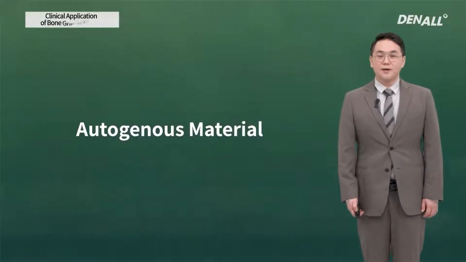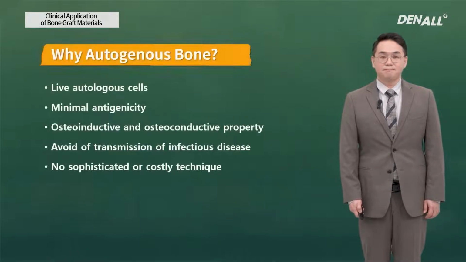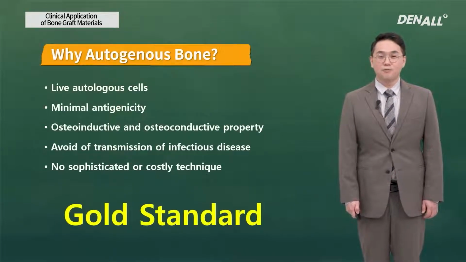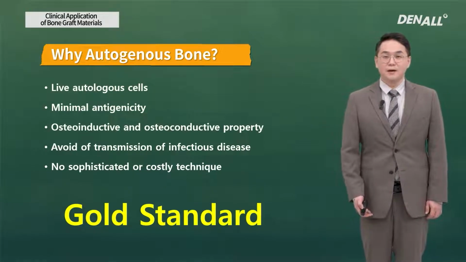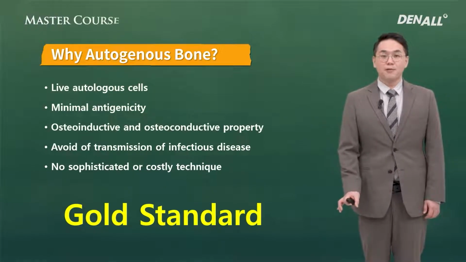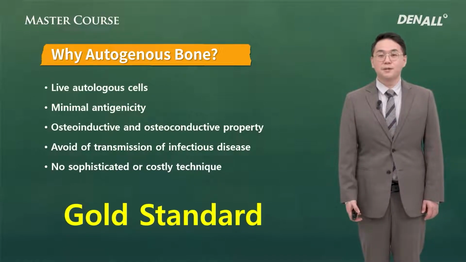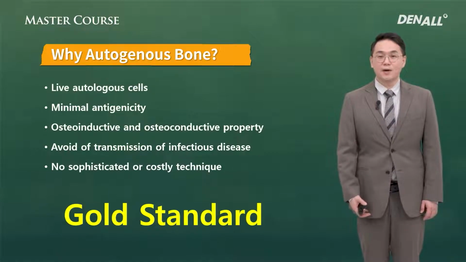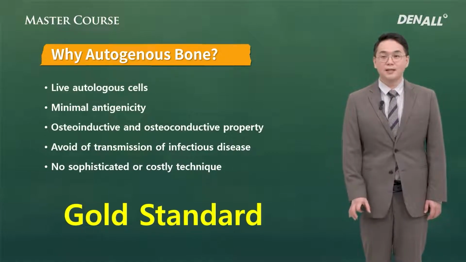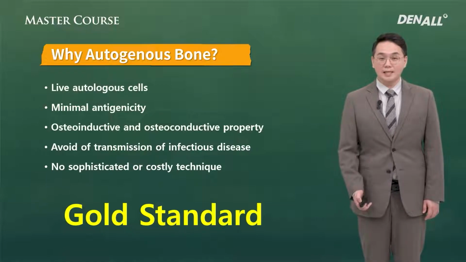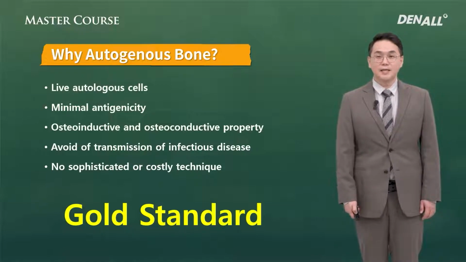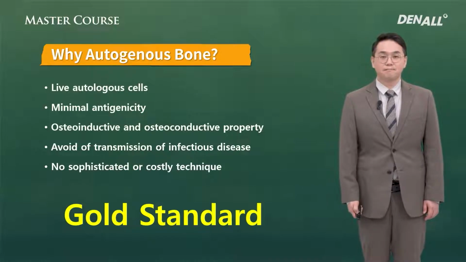Let's look at autogenous bone material. The autogenous bone material is considered the gold standard, very good. Because we use the patient's own bone, it is free from infectious disease. If it has a lot of bone marrow, the cancellous bone, the live osteoblasts within the bone are grafted together, so direct bone regeneration from inside of the bone material can be expected.